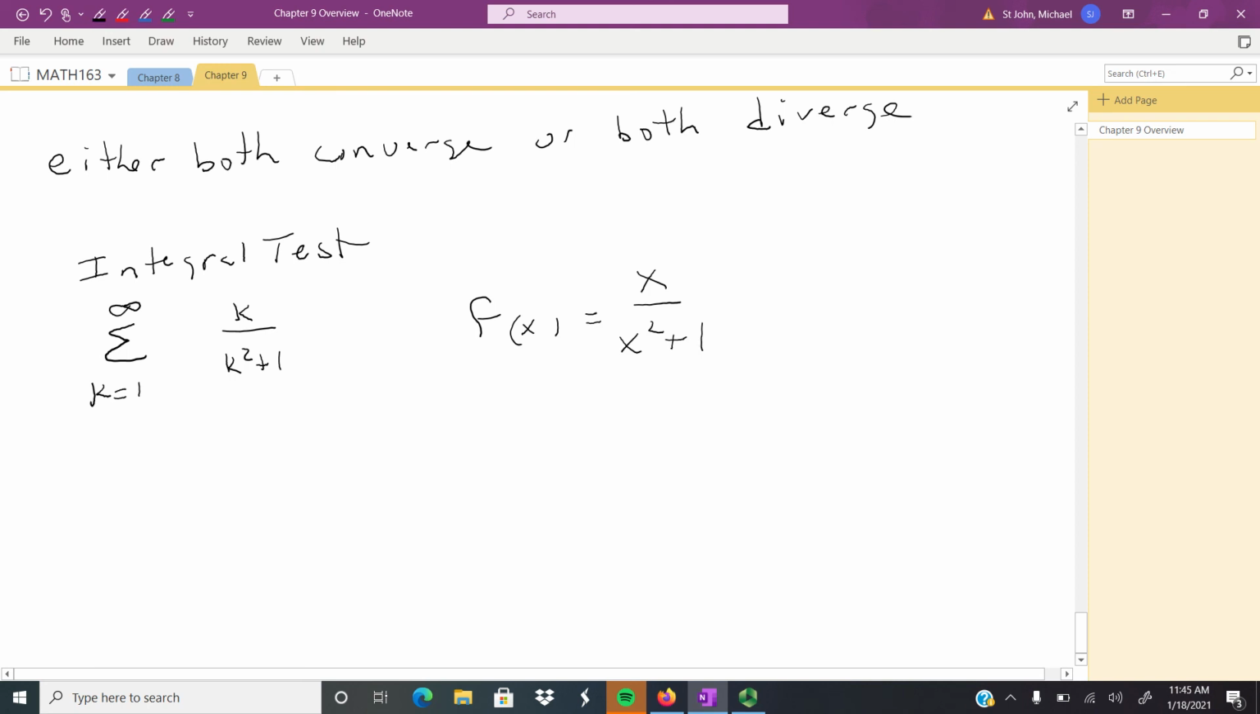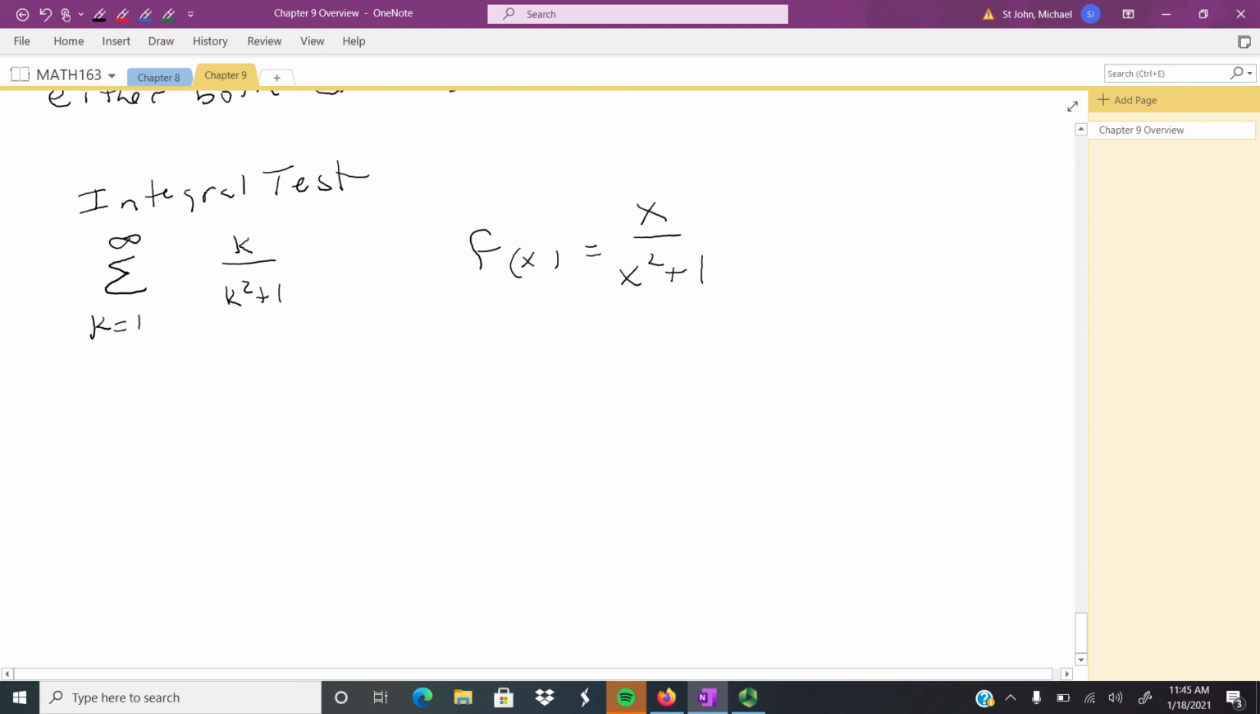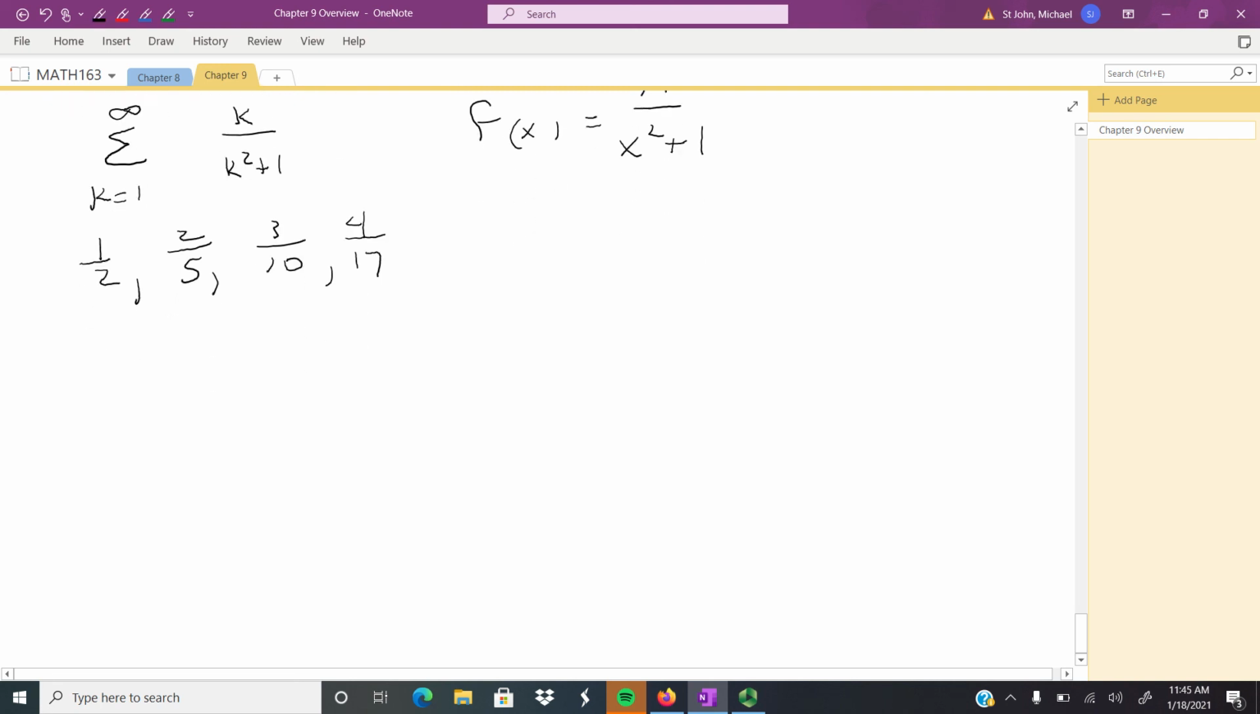And we can look at some of the terms here, so I can start plugging in. If I plug in 1, this is going to be 1/2. Then we get 2/5, then 3 over 10, and then 4 over 17. So yes, the terms are positive and they are decreasing.